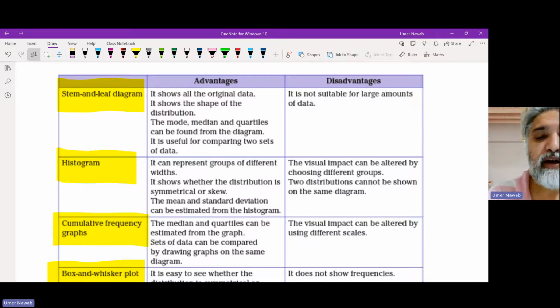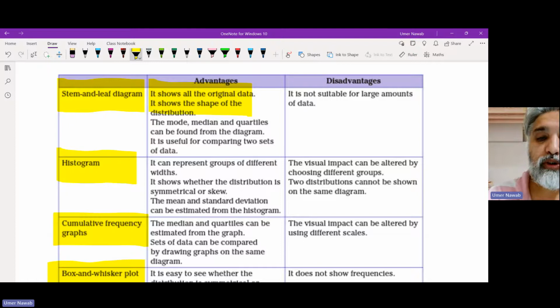Number one, the stem and leaf diagram shows all the original data. As you saw, for the mean, we said that the mean takes on board every data set value, and in the stem and leaf diagram we represent all values as leaves, with the related stems. That's a plus point of the stem and leaf diagram.